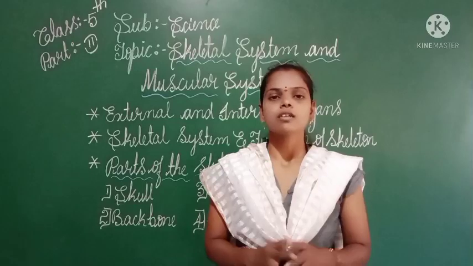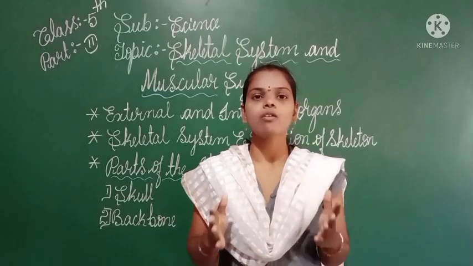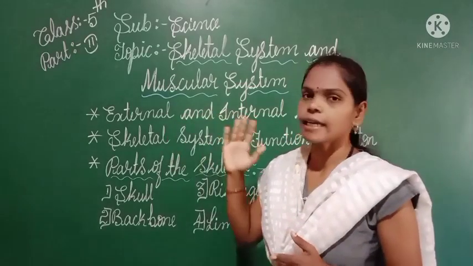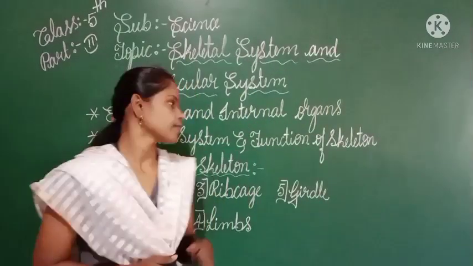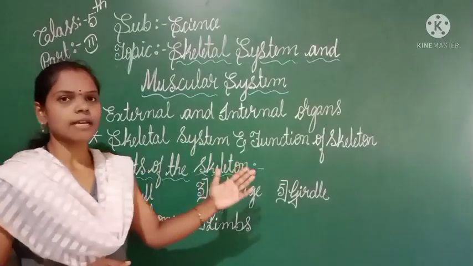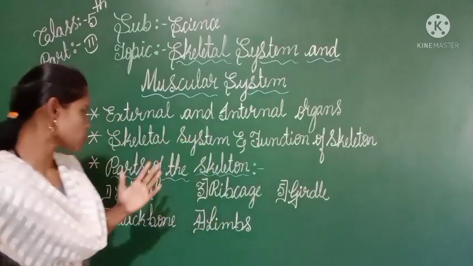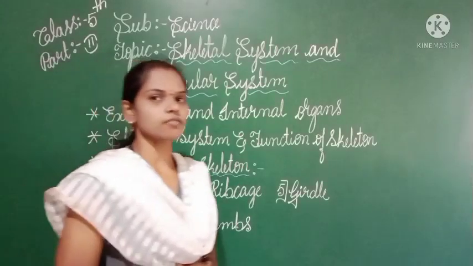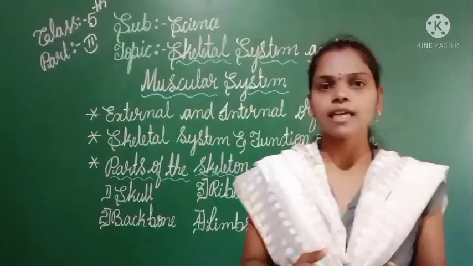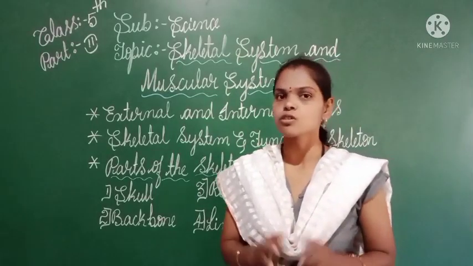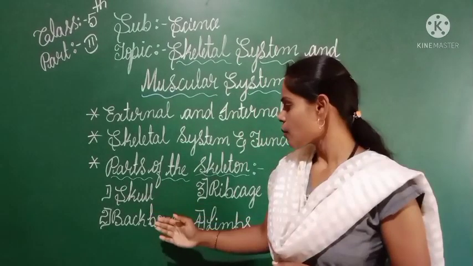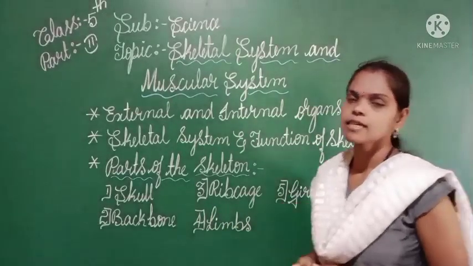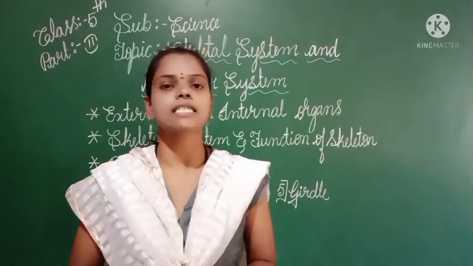In the part 1 video, we learnt and discussed the external and internal organs and the skeletal system and their function. Next, we learnt about the parts of the skeleton. There are 5 parts: skull, backbone, ribcage, limbs and girdles. These are the 5 parts of the skeleton.